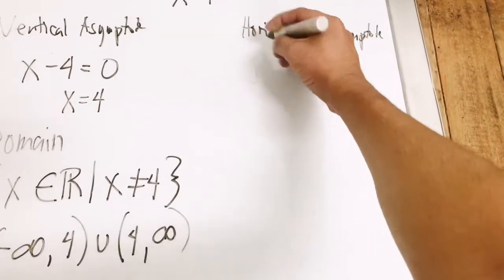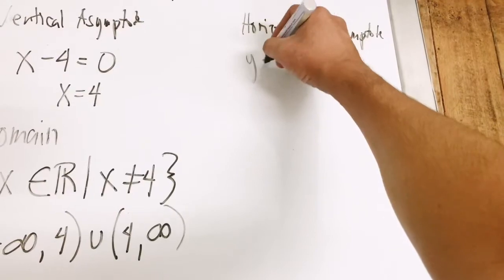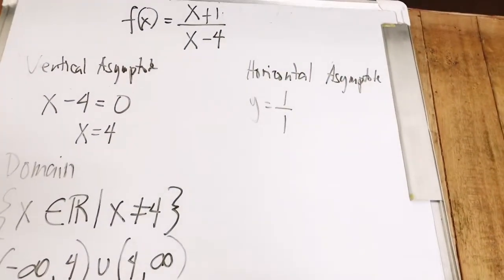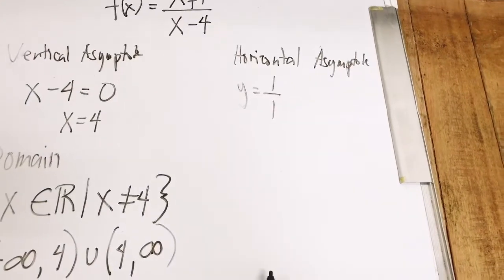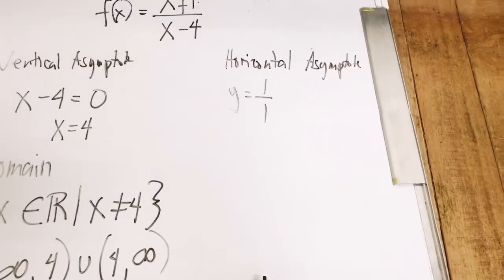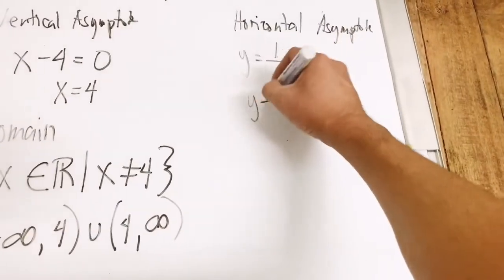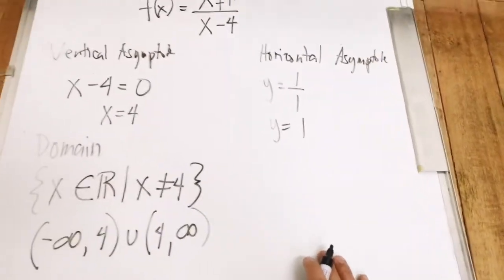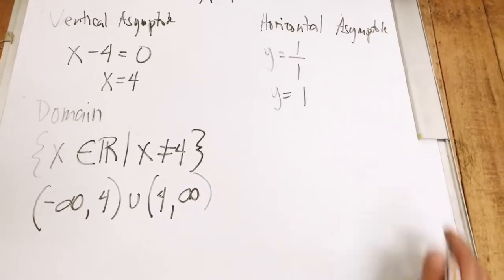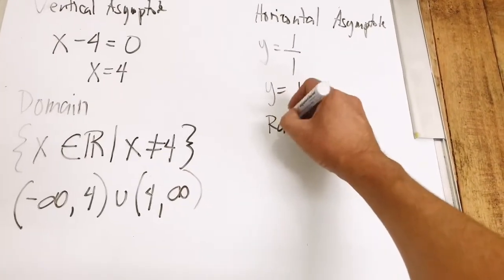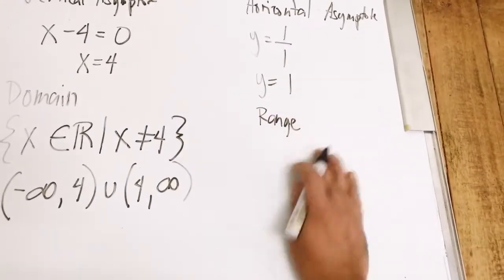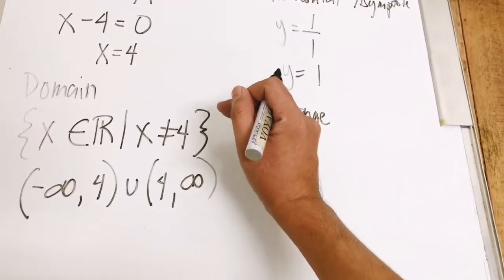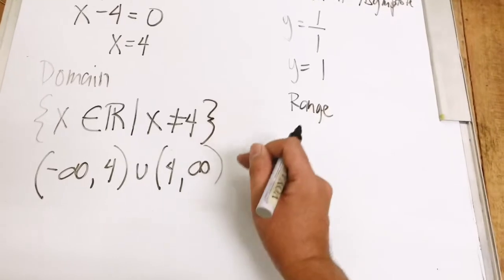So we have y is equal to 1 over 1. Why 1 over 1? Since the leading coefficient of x over x is 1 over 1. So we have y is equal to 1. Since we have the value of the horizontal asymptote, we can now identify the range. How to identify or how to make the range? We can use the same thing as the domain. We can use set builder notation or interval notation.